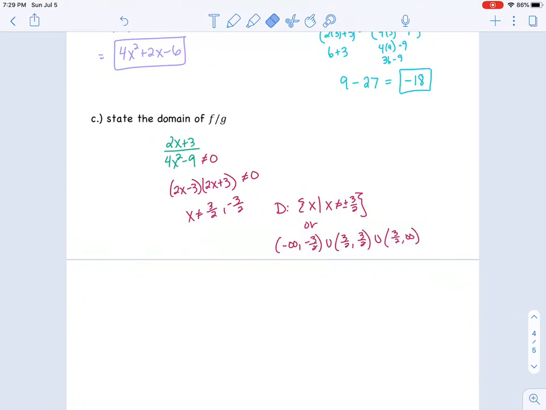Or I can say negative infinity to negative 3/2, negative 3/2 to positive 3/2, and then again from positive 3/2 to infinity, just making sure that I don't include those two values.